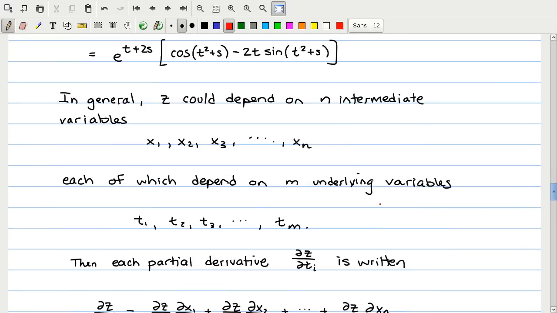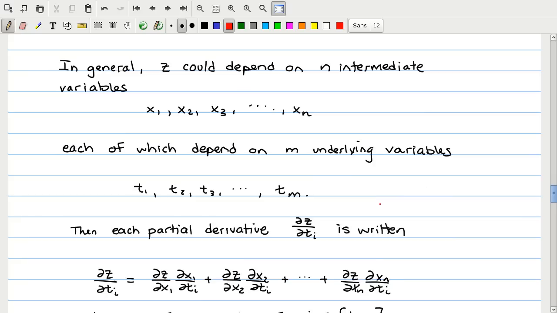So this process can be generalized to be as complicated as we want. We can have as many intermediate variables, x, y, z, w. In general, when we have lots of them, we just number them x1, x2, x3. And all of those x's can in principle depend on as many underlying variables as you want. If there are many of them, we number them again, t1, t2, t3.